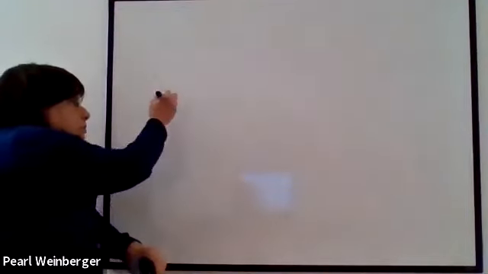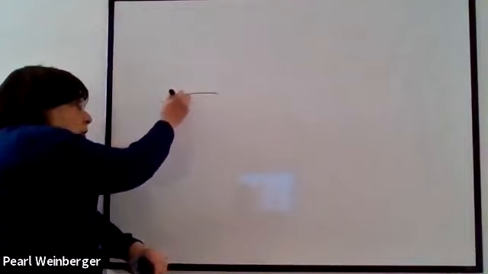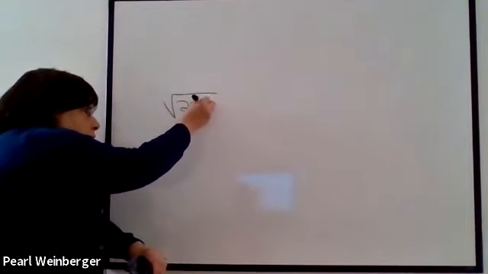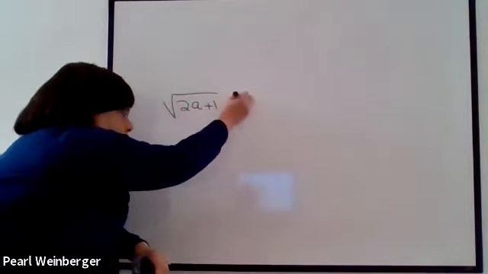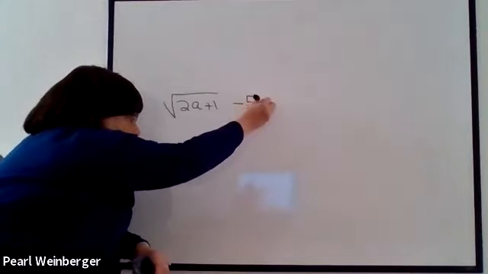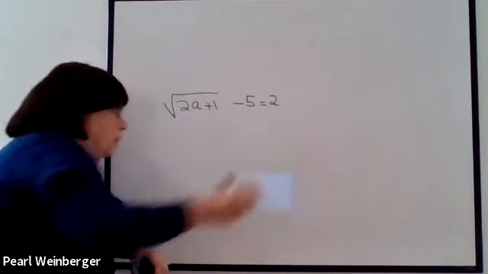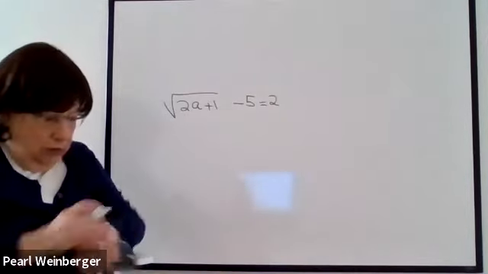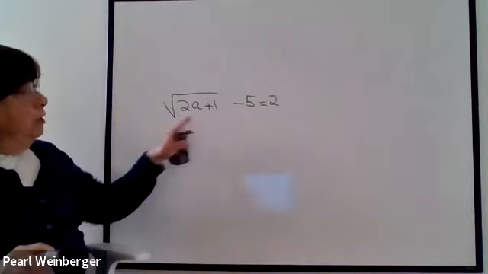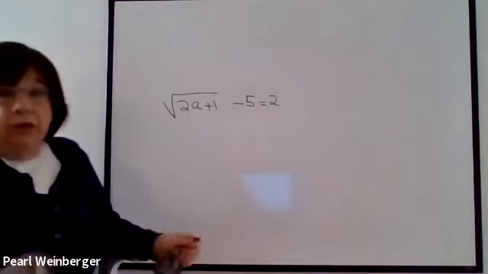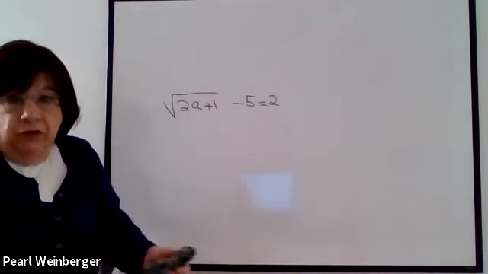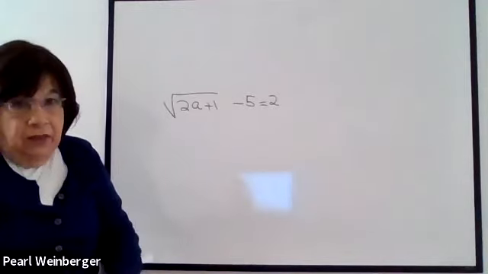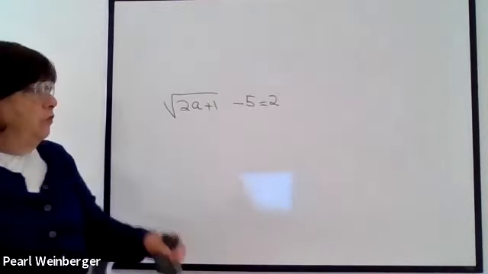Suppose I gave you the square root of 2a plus 1 minus 5 equals 2. I'm going to work this one out with you, and then I'm going to give you one to try. It's a radical equation. We first want to get the radical by itself.